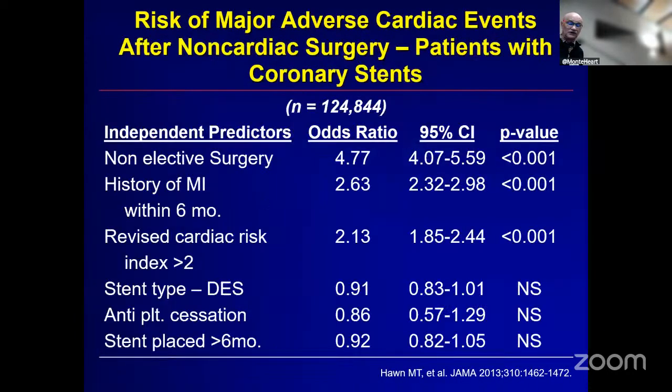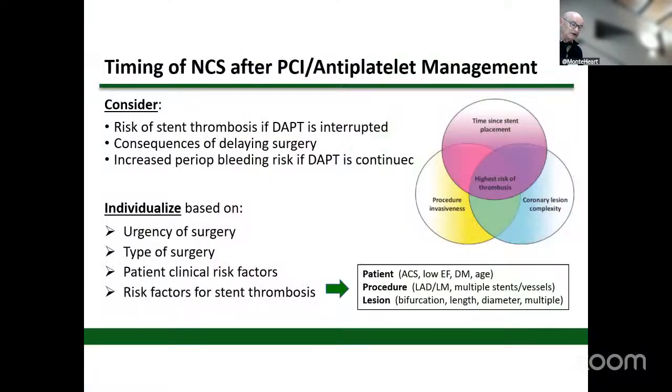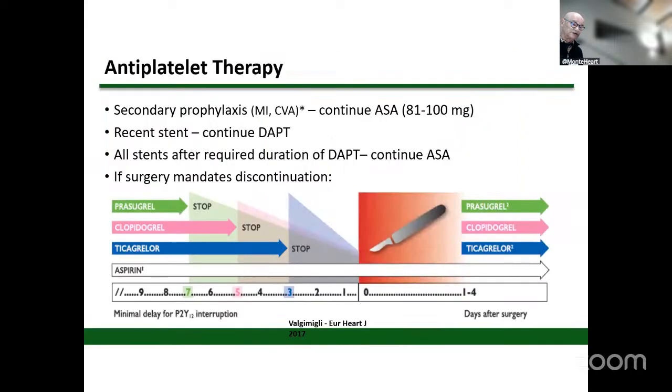And if you ask the question, patients who have major cardiac events after having a coronary stent, the things that predict risk are emergent surgery, recent MI, high risk index, not the type of stent, not if you stopped antiplatelets, and nothing in patients who were stented more than 6 months ago. No effect at all. So 6 months is a reasonable time. If you need to do it sooner, I think most patients probably will do fine. And I'm going to go by this just in the interest of time.